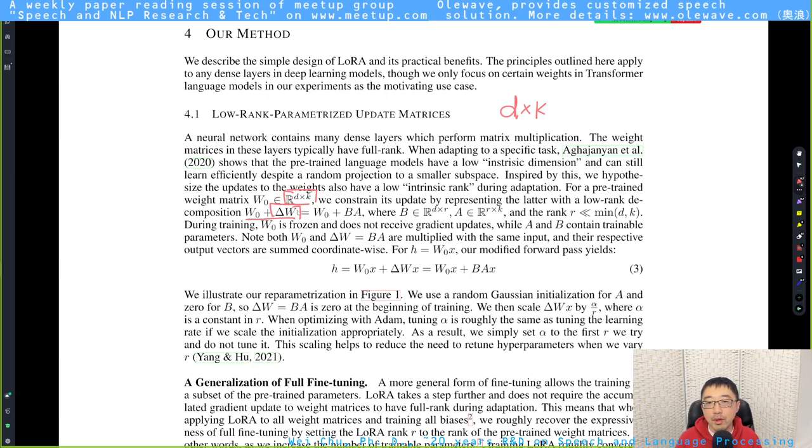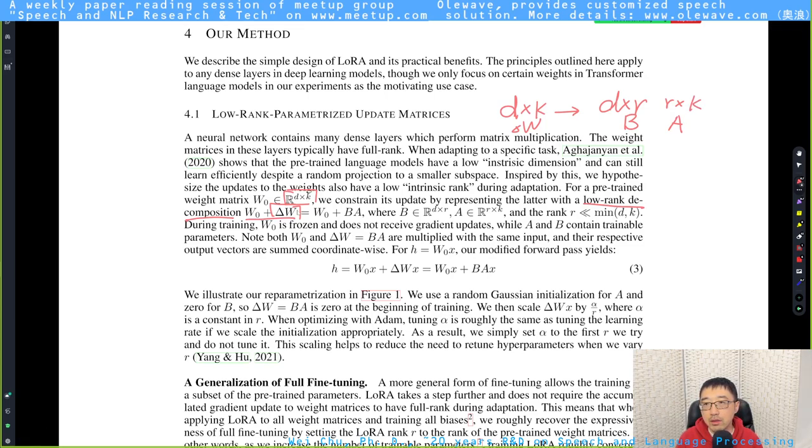Then the delta W can be represented through something called a low rank decomposition. It becomes two matrices with rank R. The first is B, D by R, and the second matrix is what? R by K, right? Sorry. Okay. That makes sense?